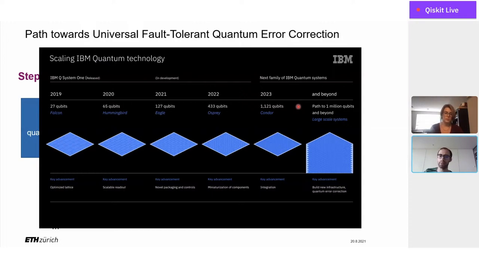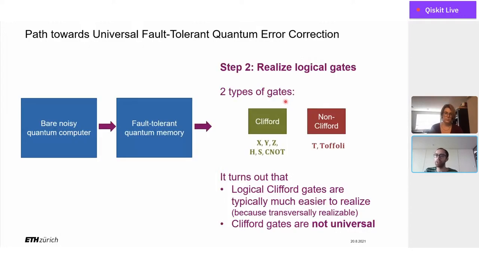So as an example, let me show this slide that I think IBM published sometime last year, where they show the roadmap for the number of qubits that they want to pack onto their chips. For example, by 2023, they plan to have more than 1,000 qubits on a single chip, and even more beyond that. And I'm sure that the other big names, Google and so on, are also on a similar track. So we can hope that maybe in the somewhat near future, we might be able to realize this fault-tolerant quantum memory. But of course, a fault-tolerant quantum memory is not enough, right?